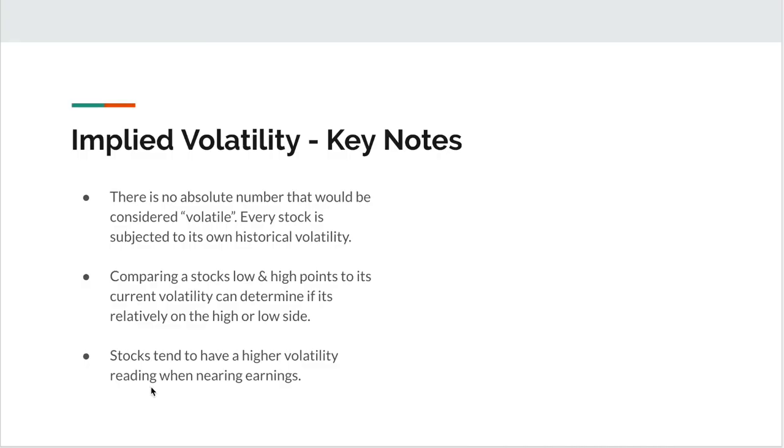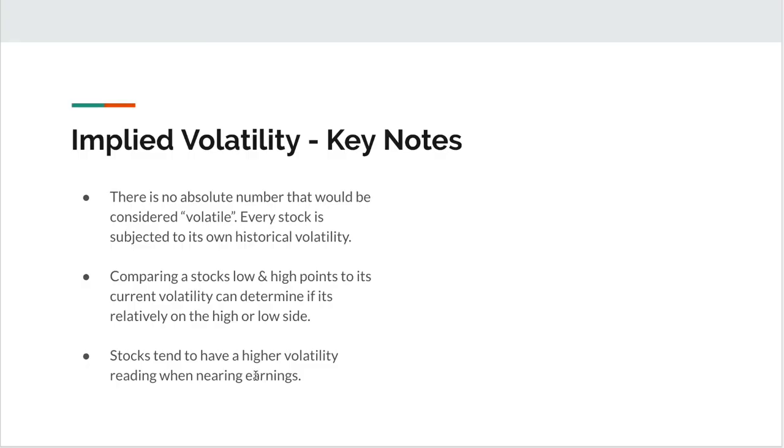And this is very important, stocks tend to have a higher volatility reading when they're nearing earnings. The reason why is because stock option buyers and sellers are very active when it's close to earnings. Therefore, the stock has a higher volatility reading. People are expecting the stock to make a massive move. Also to note that when a stock has a massive drop or a massive increase, there's also a higher volatility reading.